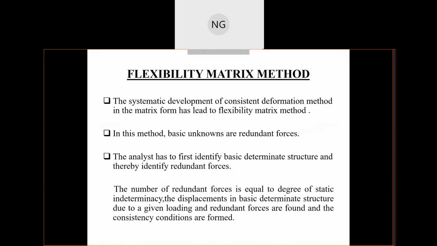The number of redundant forces is equal to the degree of static indeterminacy. The displacement in the basic determinate structure due to a given loading and redundant forces are found, and the consistent deformation equations are formed. Here the forces are unknown, which we call redundant forces. The aim of this flexibility matrix method is to find out the redundant forces by knowing the degree of static indeterminacy.